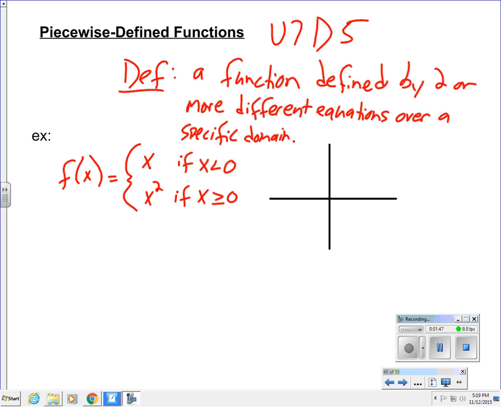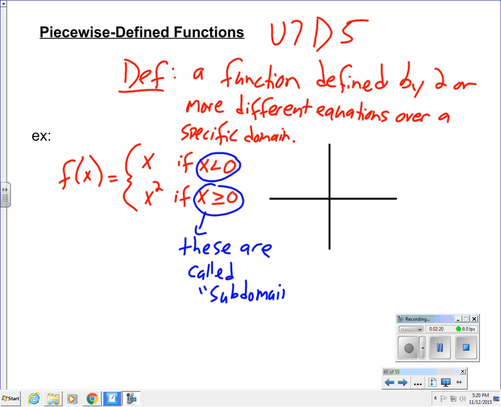So this piecewise-defined function, we have f(x) equals x if x is less than 0, and x squared if x is greater than or equal to 0. So we have two different domains. We follow two different rules depending on where we're evaluating the function. These individual domains where the rules change are called subdomains. These are the domains where a specific rule is taking place, called a subdomain.